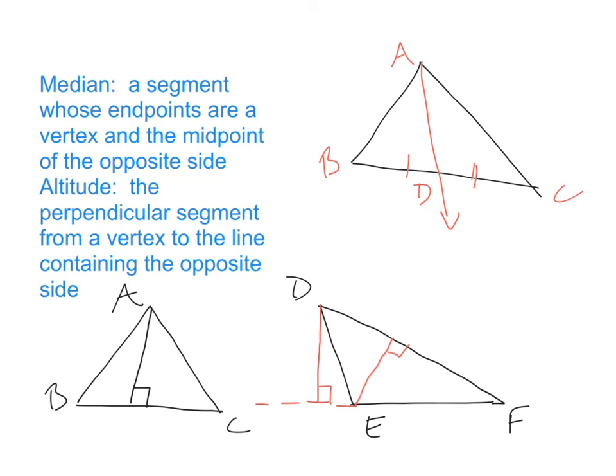Now here's a question for you. Let's see if we can come up with this. What if I have a segment that is a median and an altitude? What do you call that? Well, you would call that a perpendicular bisector.